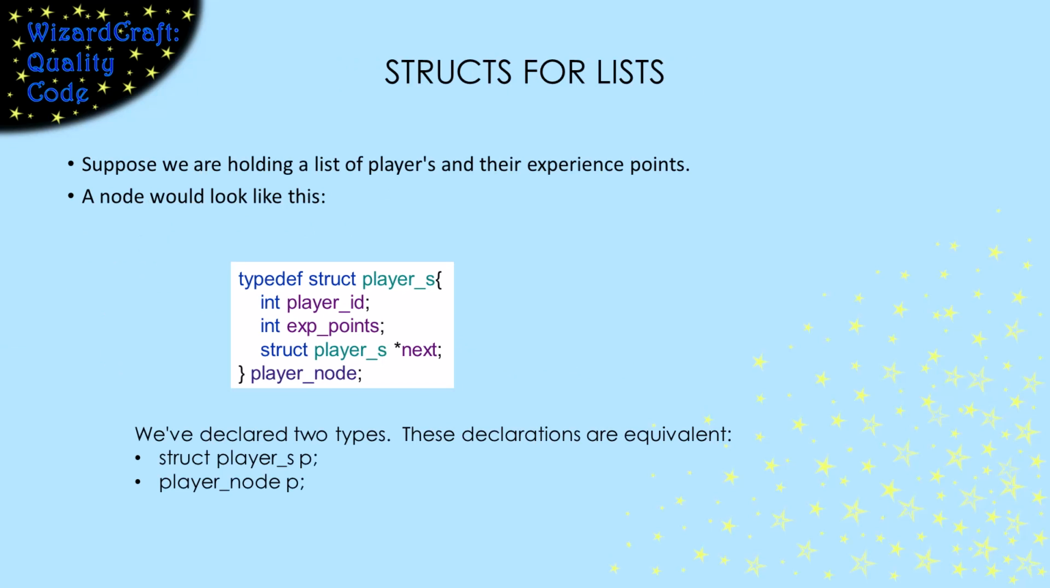To build this in C, the first thing we need is a struct for a node. For example, suppose we want to keep track of a list of players who are identified by their player IDs and have experience points. We need a struct that holds the player's information and a pointer to the next node. Notice that the type of that pointer is the type of the struct we're writing. I've also wrapped our struct declaration in a typedef statement so that I can give our struct the alias player_node, just to make our code more readable.